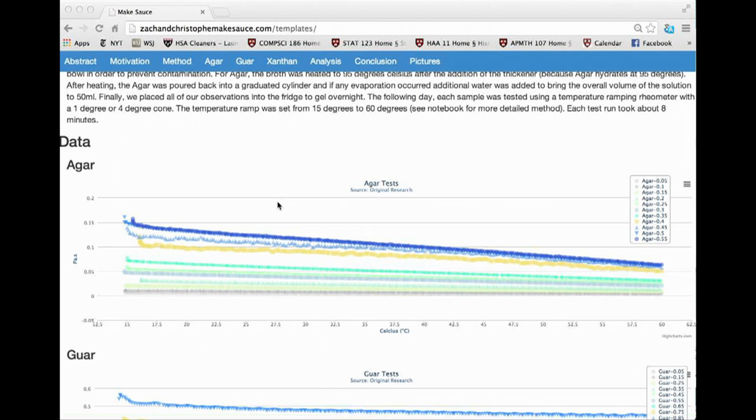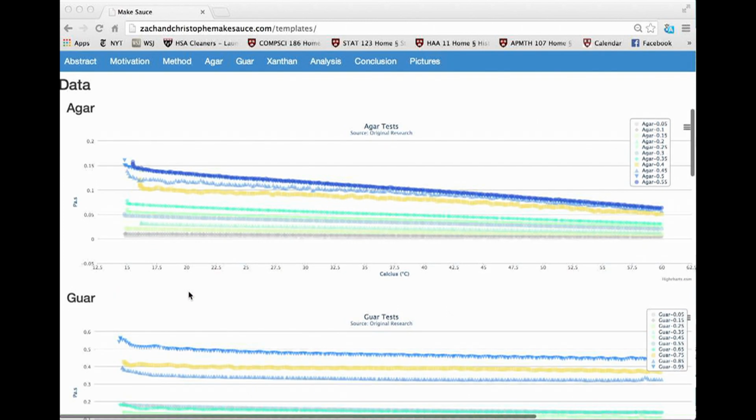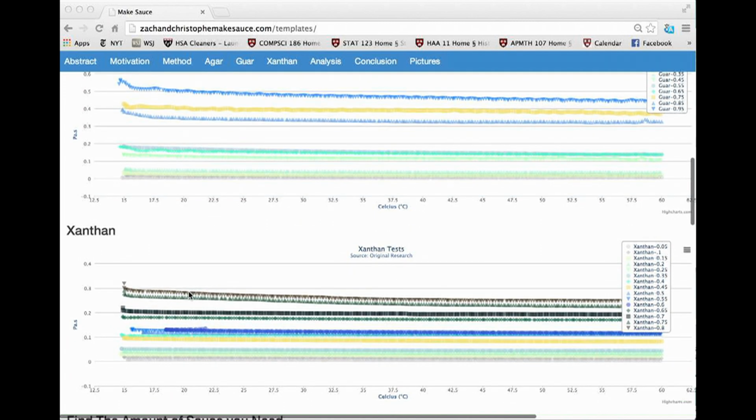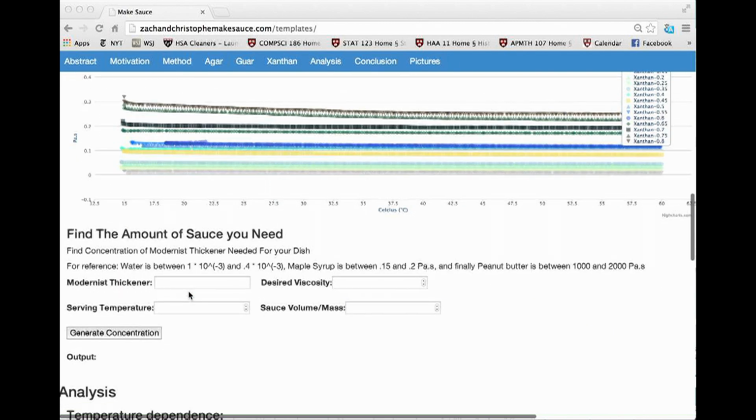Okay, here you can see the data that Christoph alluded to. What we have here is each of the concentrations that we measured are the different colors in the graph, and you can see that we have all the concentrations at different temperatures and different viscosities. So now I'm going to show you how we utilize this data through our little tool here.